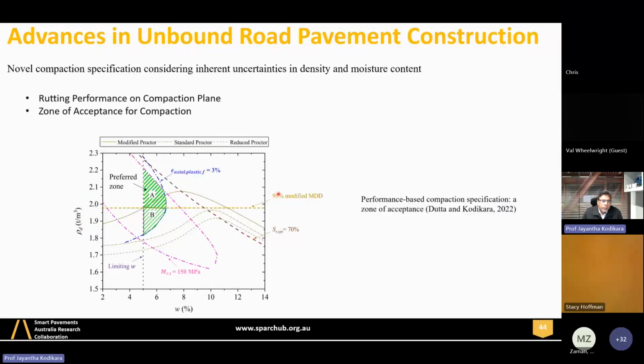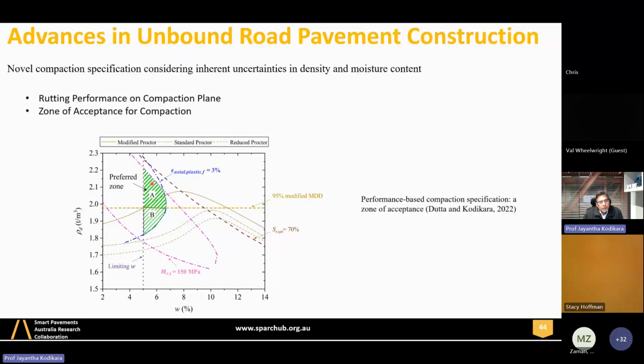When we do all that, we can determine a preferred zone for compaction. Rather than specifying a certain density, we can find a preferred zone based on performance. For example, in this simple example, this is the rutting contour of 3%. We have to be on the left-hand side to achieve less than 3% rutting. This is the modulus contour, and then we constrain and limit the density also, and we give a preferred zone for construction. And if our rollers can measure the density and moisture content, then of course the whole construction corridor can be fitted into this zone.